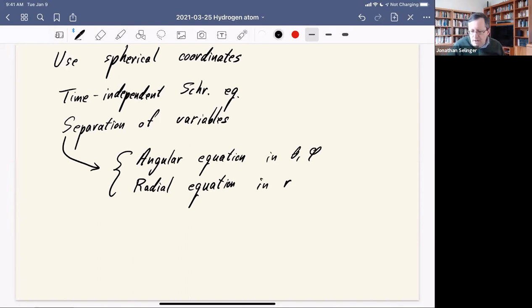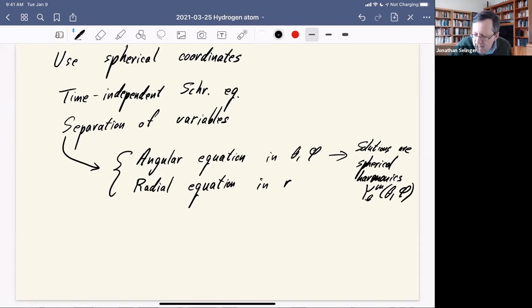The nice thing about doing this separation is that the angular equation doesn't depend on the potential energy. So we only had to solve it once. We did solve it, and we know the solutions are spherical harmonics, the Y_lm of theta and phi. So that's done. We don't have to do it again. All we need to do now is solve the radial equation with the correct potential energy.